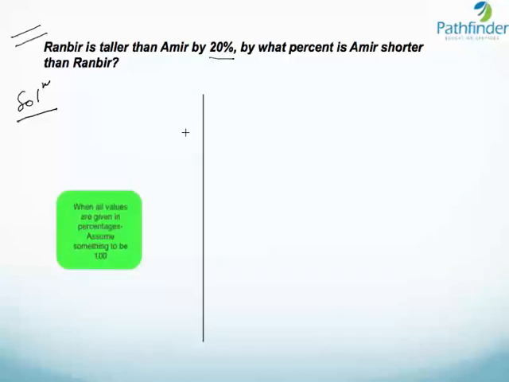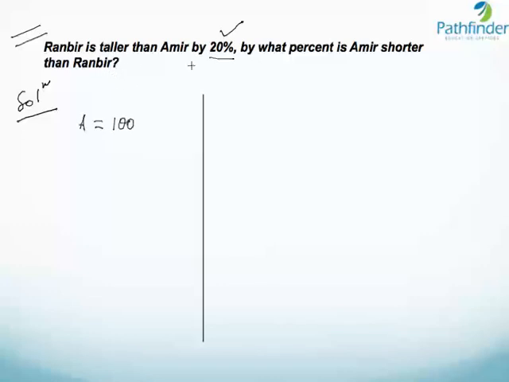Now, in percentages, as a rule, remember when no values are given and all the values are given in terms of percentages, you can solve the questions easily by assuming something to be 100. Let us say Amir's height is 100 units. Why did we assume Amir's height to be 100? Because Ranbir's height in the first statement has been compared to Amir's height. So if Amir's height is 100, Ranbir's height must be 20% more, that is 120. So now we have two assumed values for the heights, Amir 100 and Ranbir 120.